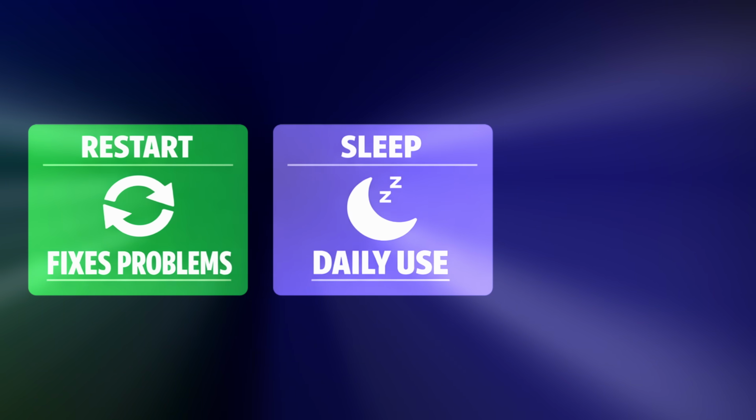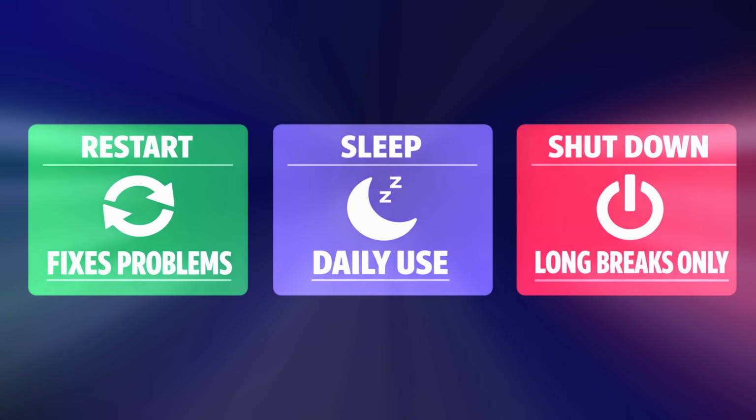Now, for most people, it's honestly easier just to hit Restart when things get glitchy, but now you have all the tools you need to take full control of your hardware. Here's the bottom line. If something is wrong with your laptop, restart it. Use sleep for daily use and shut down for long breaks, but don't expect a standard shutdown to fix your glitches. Once you know that, those "restart fixed it" moments finally make sense.